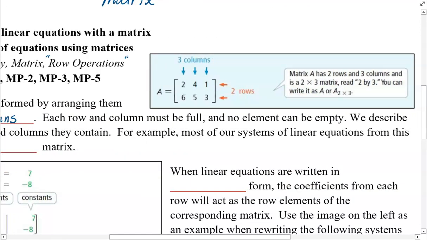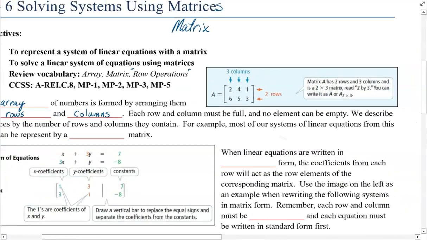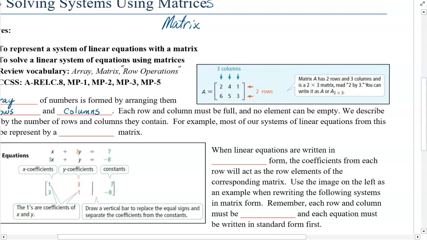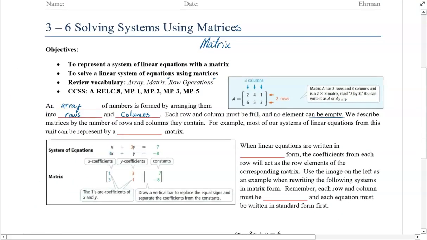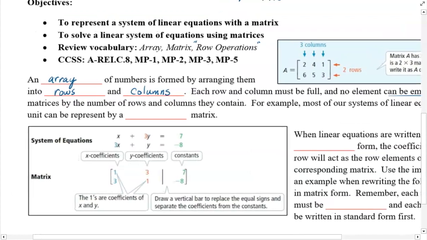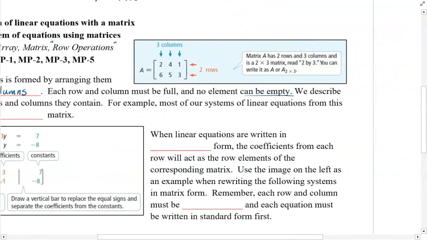So if we're going to end up with something that has 3 columns, like this example here, and 2 rows, we can't just leave one of these empty. In place of being empty, we could write the number 0, and that would be totally fine. The number 0 is indeed a number. It's not leaving this position blank. So we cannot leave any position blank. Nothing can be empty. And we'll describe these matrices by the number of rows and columns that they contain.